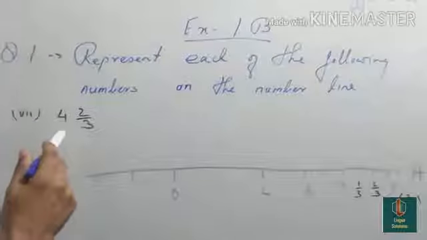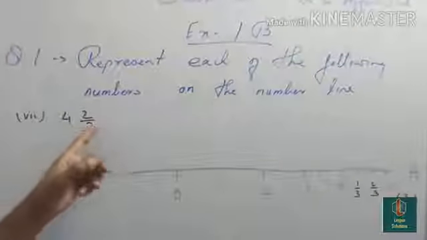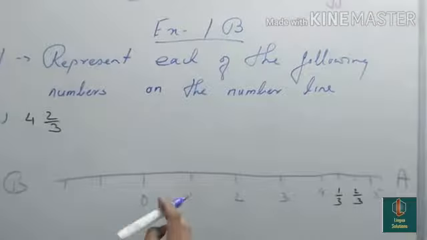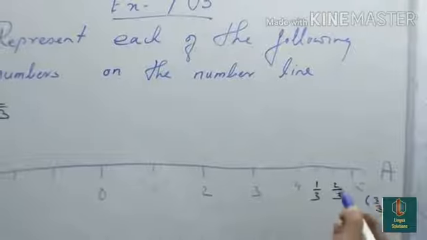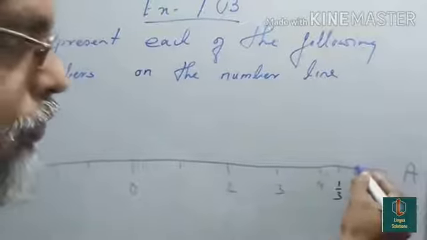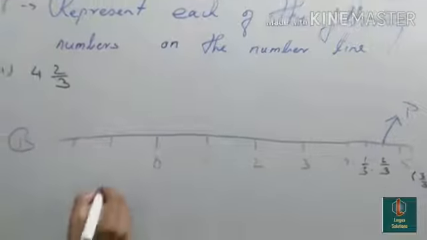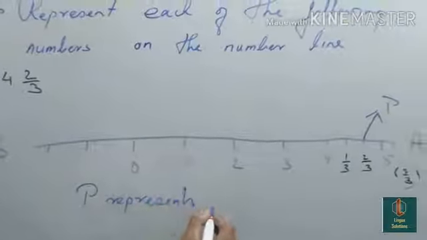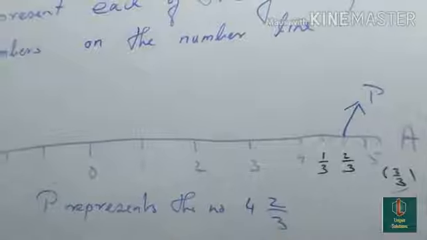In next question we have to show 4 2 by 3. Here 4 is whole number and after that the number is in fraction, that is 2 by 3. So come here, 1, 2, 3, 4. And now we will divide this 1 by 3, 2 by 3. So we have to mark 2 by 3. Name it as P. So P represents the number 4 2 by 3.